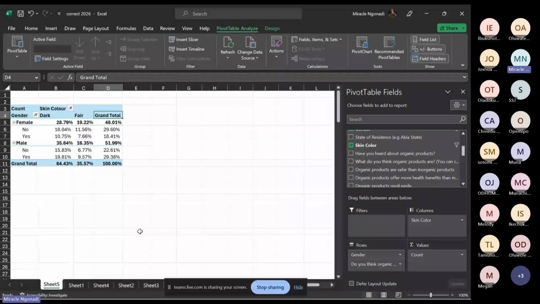I think you don't have to be perfect. Just look around it. This is how I can tell maybe we have some level of understanding of pivot tables. Basically, 48% of the people that thought it's cheaper are female, while approximately 52% are males. Okay, so which means which gender feels organic products are cheaper? Yes. Let's look at if there is a correlation between people that say that it is cheaper. Okay. Go ahead.